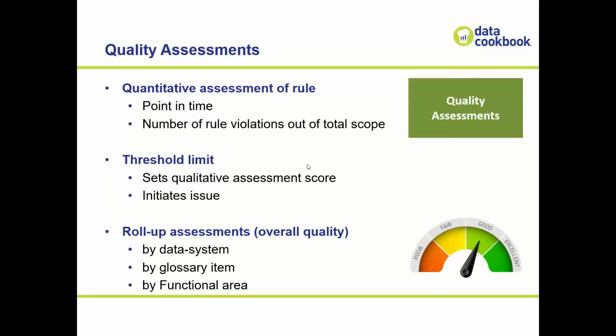Right. The next thing is assessments. So assessments is, once you have a rule defined, how do you figure out how much are we in compliance with that rule? So there's a quantitative assessment, which is usually at a point in time, and it would be the number of rule violations out of the total scope. So in that other example, you'd say, well, we have 500 employees, and we have 3 that don't have a manager. Okay, and so the assessment there is 3 out of 500. As of this time, that particular data system had 3 out of 500.